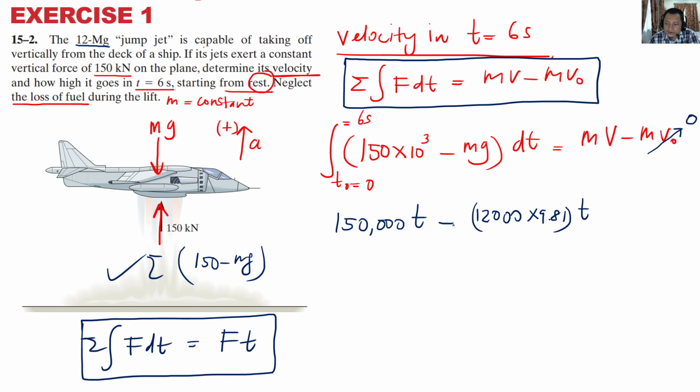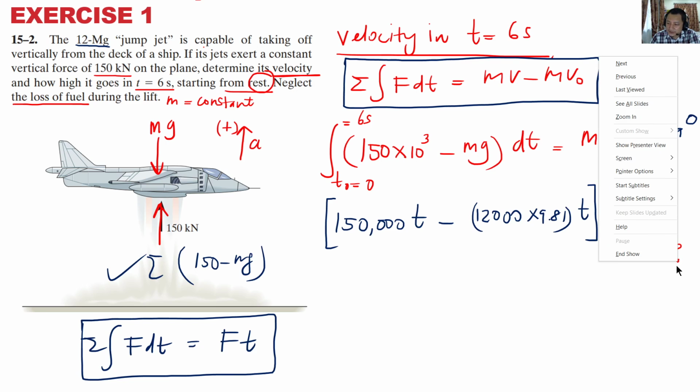So what to do now? This is the value that you get, and this is the limit from 0 until 6. The mass is 12,000. The velocity, you don't know. Typically when you're doing anything, make sure you have one unknown. This is the thing that you don't know. Otherwise your equation is useless.